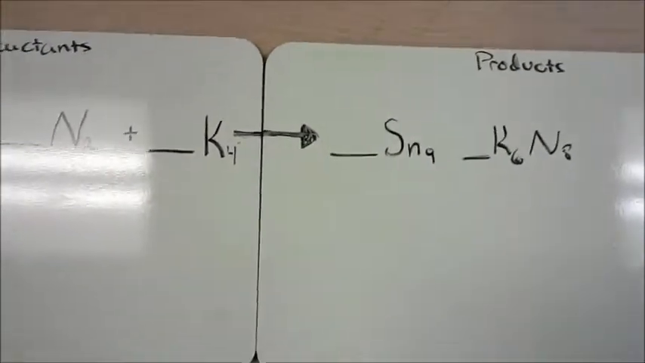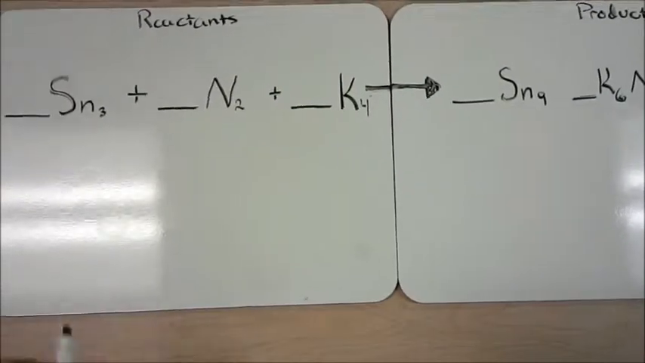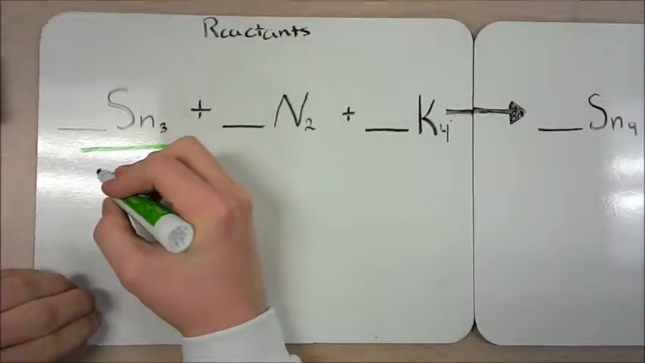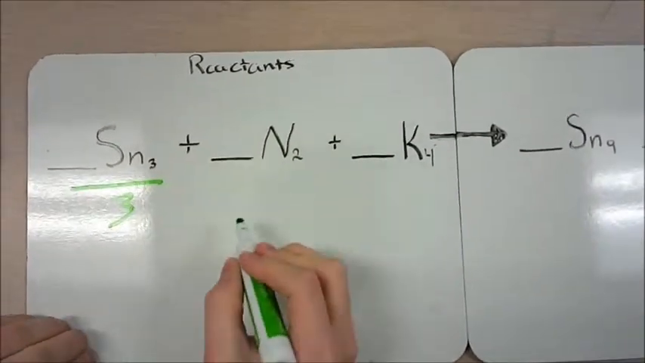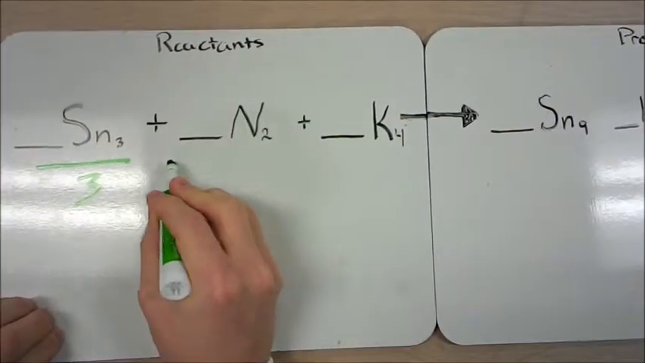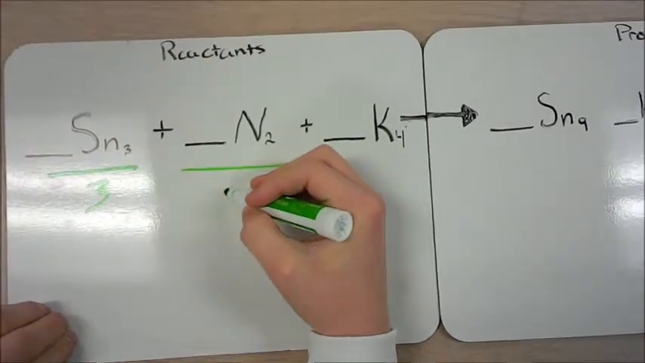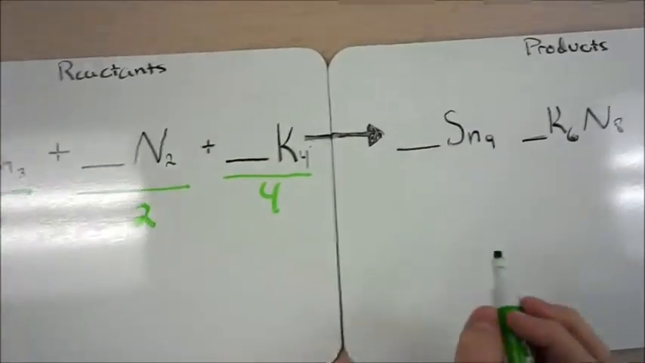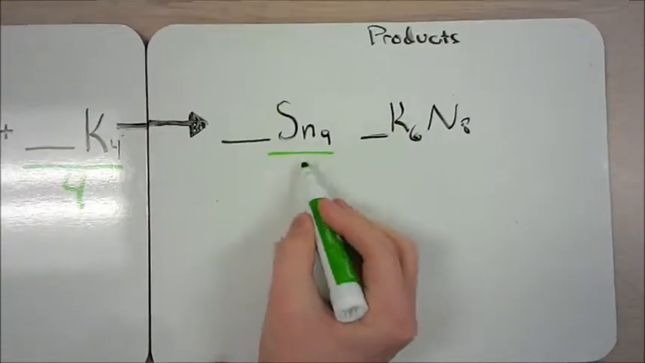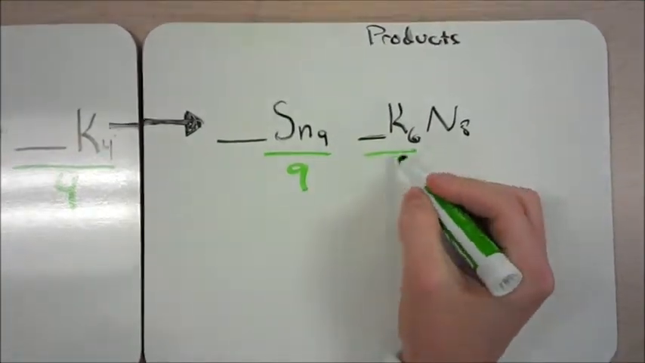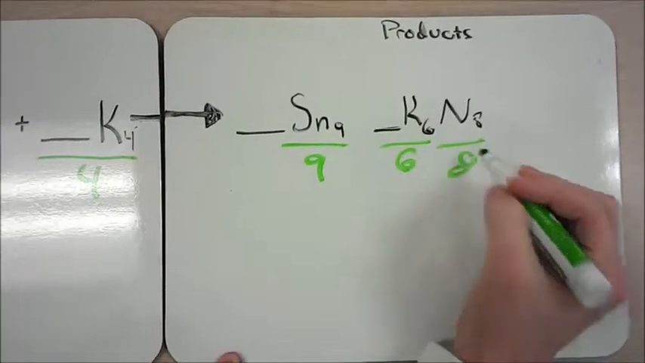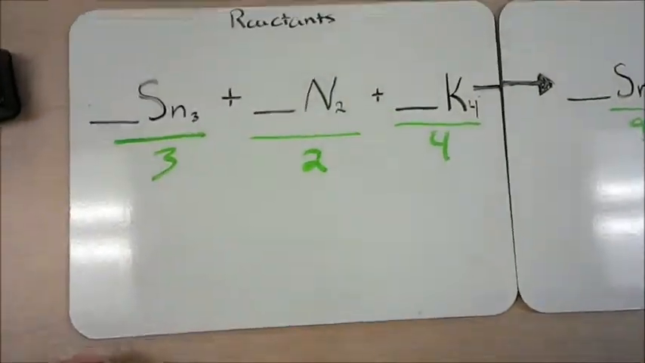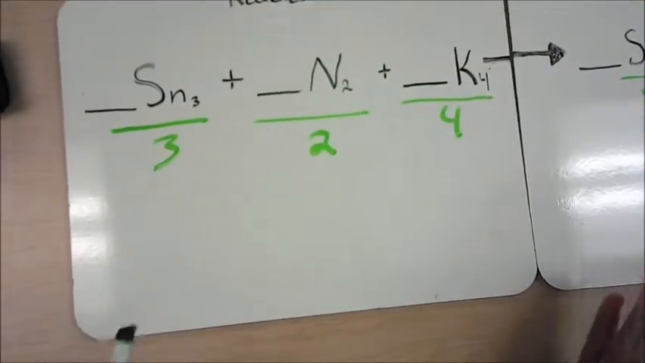Okay, so let's figure out how many SN atoms we have over here. We have 3 SN atoms over here. Right here we have 2 N atoms. And right here we have 4 K atoms. So now over here we have 9, 6, and 8. Alright, so let's look at the SN atoms first. So we have 3 and we have 9.